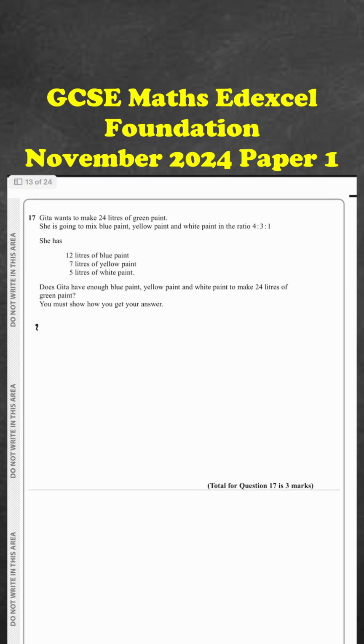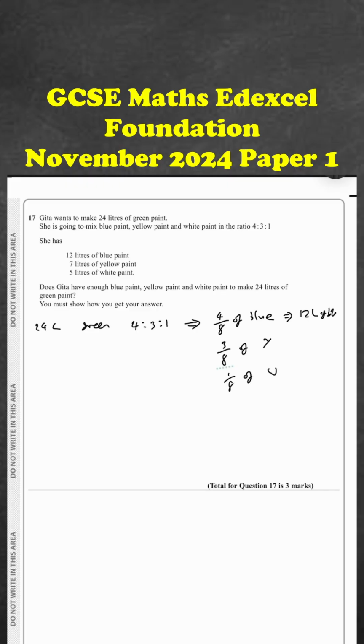So, 24 litres of green paint in a ratio of 4:3:1 is going to be 4/8 or a half of, what is the ratio? She wants blue first, so blue, 3/8 of yellow, 1/8 of white. Therefore, she needs 12 litres of blue, which she has.